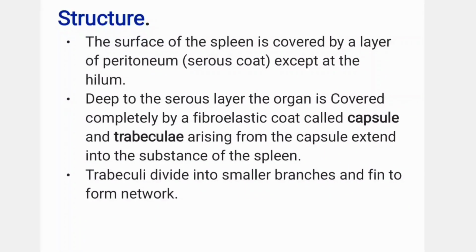Now structure. The surface of the spleen is covered by a layer of peritoneum, that is the serous coat, except at the hilum. Deep to the serous layer, the organ is covered completely by a fibroelastic coat which is called the capsule, and there are some trabeculae that arise from the capsule and extend into the substance of the spleen. Trabeculae divide into smaller branches and form a network.